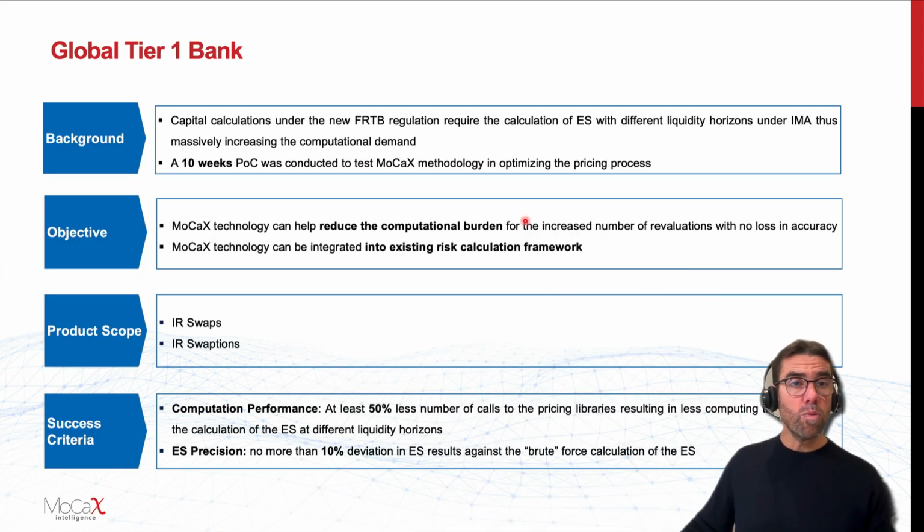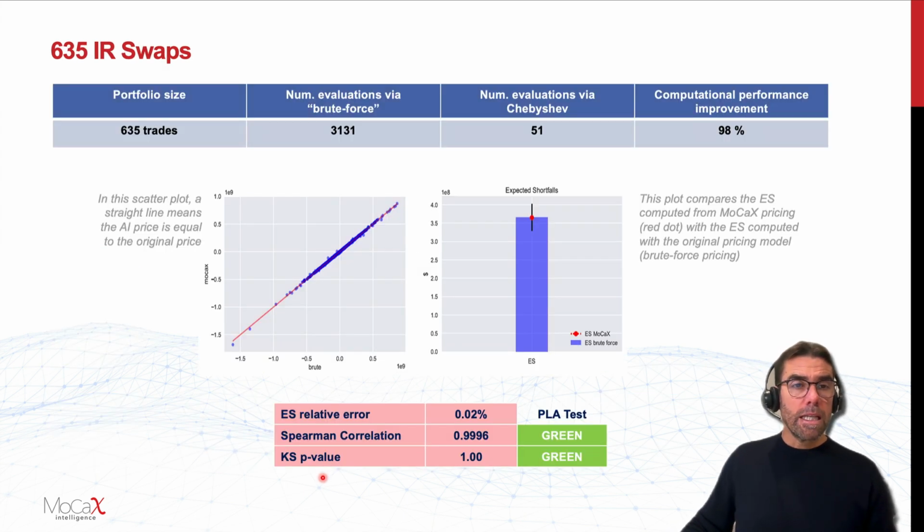Let's look now into some numerical results. For us to test this, what we did is we were working with this bank, and we used a portfolio of interest rate swaps, and another portfolio of swaptions. And the goal of this test was to see if we could decrease the computational burden by at least 50%, and also if we could compute the expected shortfall with a precision of at least 10%. Let's look at the results.